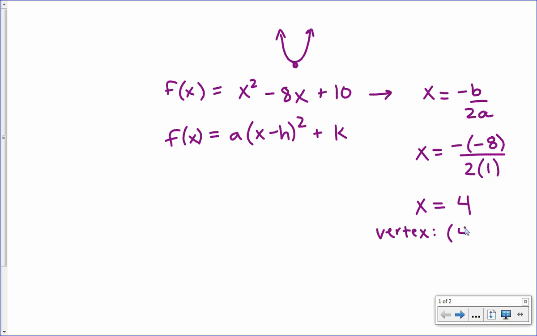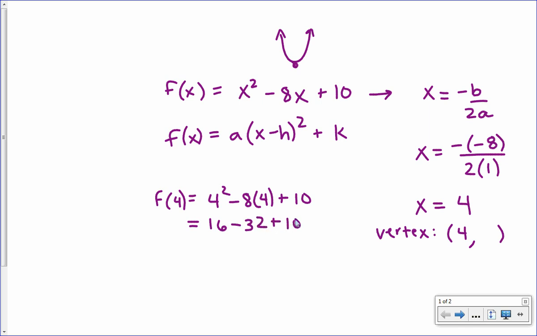And in order to figure out the y value that goes with that, I just have to plug 4 into the function. So I'm going to plug the number 4 into the function, which is going to look like this. f of 4 equals 4 squared minus 8 times 4 plus 10. 4 squared is 16, minus 8 times 4, which is 32, plus 10. 16 minus 32 is negative 16, plus 10 is negative 6. And that tells me that my vertex is located at (4, negative 6).